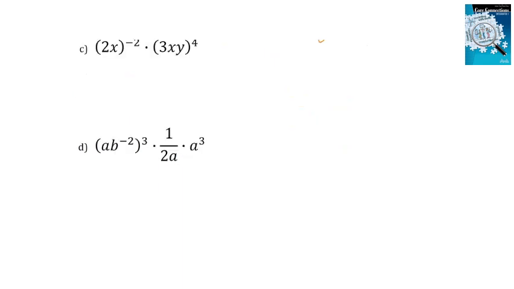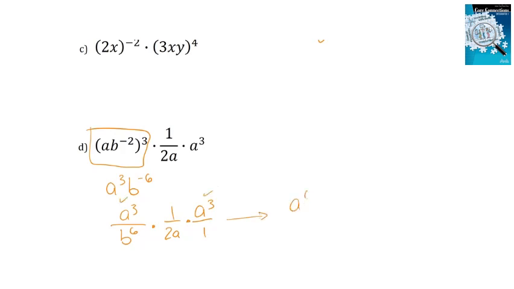If I look at D, the first part, I could look at just this section of it right here. That is a to the 3rd, and then b to the negative 6th power. And then I could rewrite that as a to the 3rd over b to the positive 6th power. So you see how that changed. And then I've got times 1 over 2a, and then times, I'm going to write this as a cubed over 1. So if you look at my numerator, right, I've got 3 factors of a and 3 more factors of a, so that's a to the 6th power.